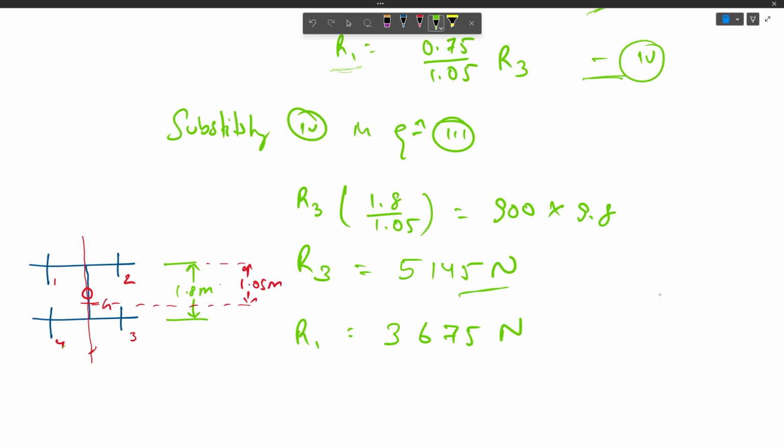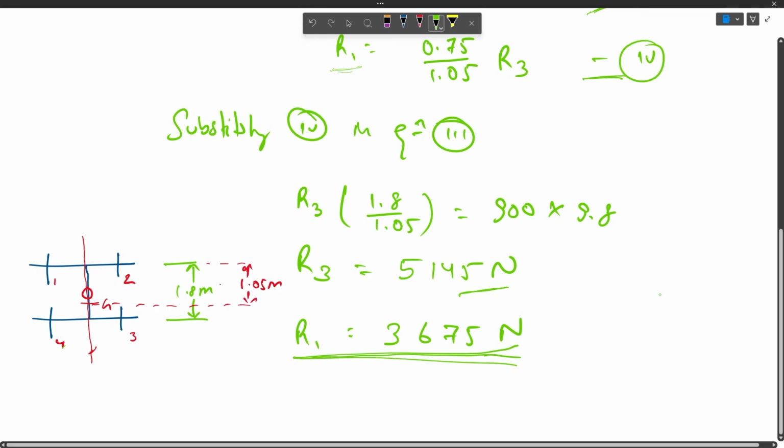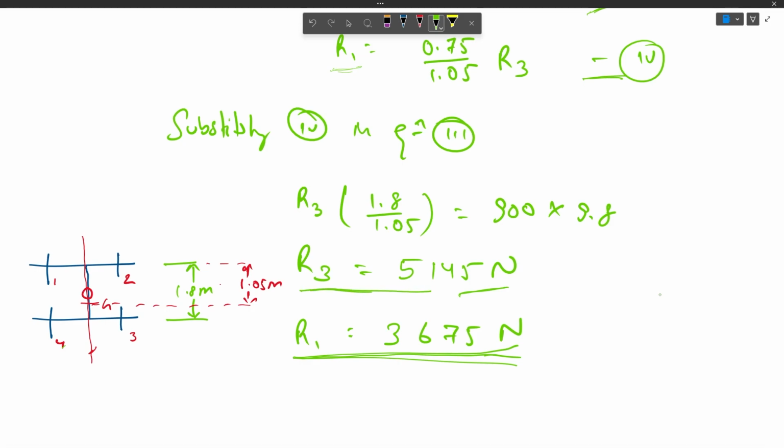3675 Newton. So we see that each of the front wheels 1 and 2 will be having this reaction force, that is wheel number 1 and 2 would be facing this reaction, and wheel number 3 and 4 will have a reaction of 5145 Newton. Thank you.